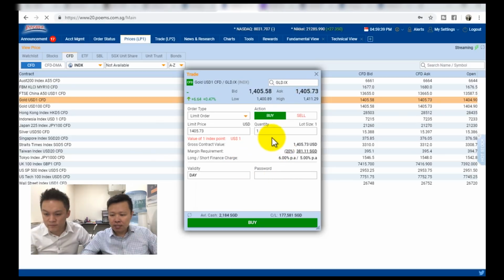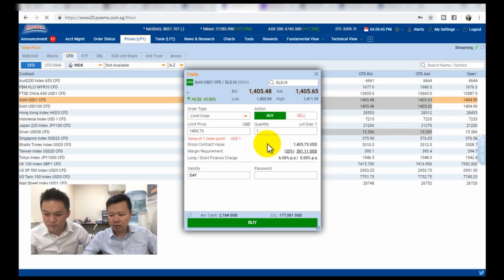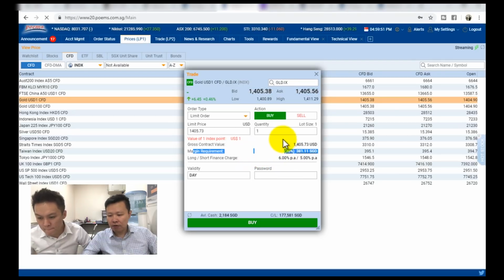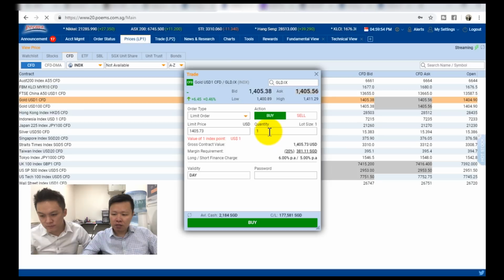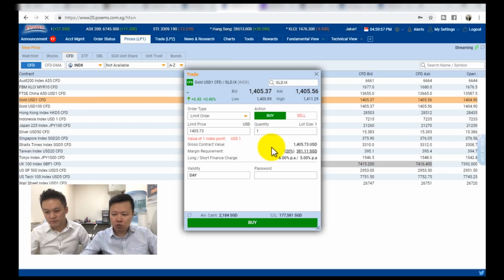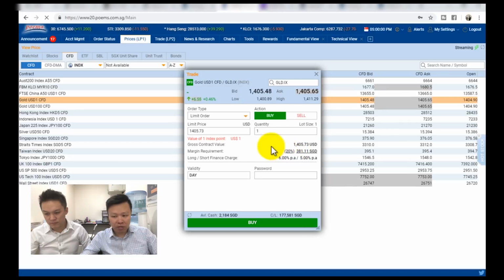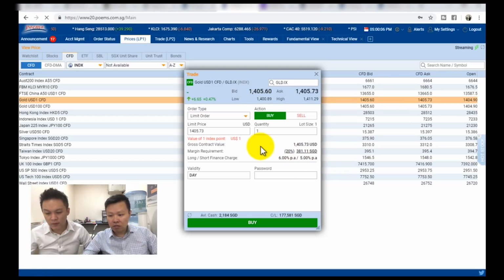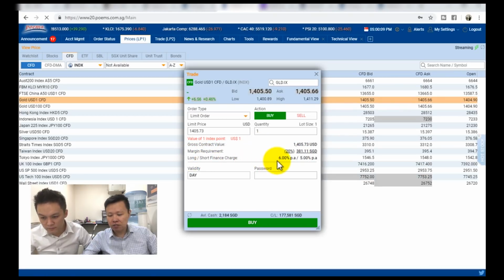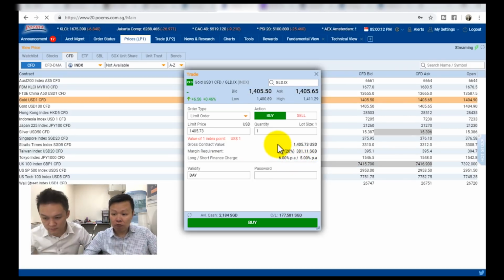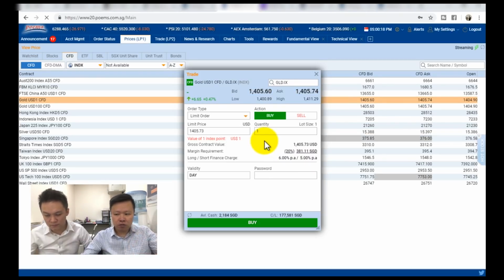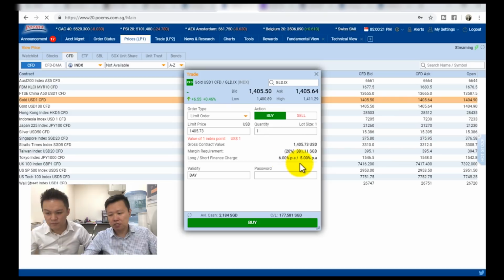Basically, CFD is a leverage product. If you look at these portions, the margin requirement for this gold is 20%. So in order for you to participate in 1 unit, you just need to deposit at least around 382 Sing dollars into your CFD account. The long position financial charge is 6% per annum, and of course you can go for a short position if you think that the gold is going down. You can participate in a short sell position.